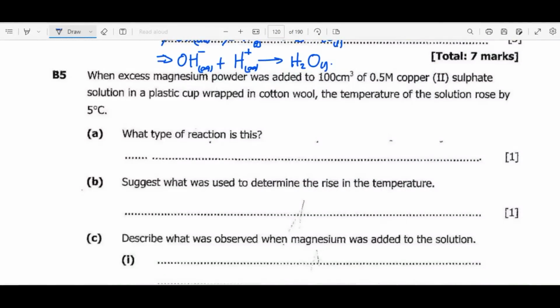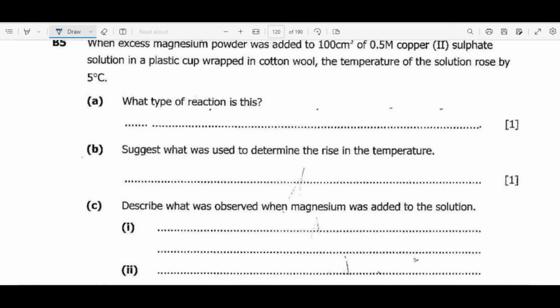We now move on to question 5. When excess magnesium powder was added to 100 cubic centimeters of 0.5 molar copper 2 sulfate solution in a plastic cup wrapped in cotton wool, the temperature of the solution rose by 5 degrees Celsius. So here we can see that the rise in temperature is indicating that heat is given out. So if heat is given out, then the type of reaction that we are dealing with is exothermic reaction.